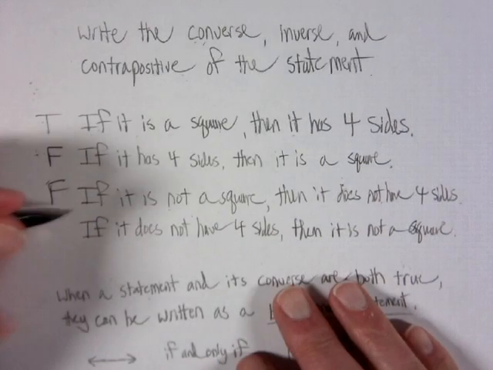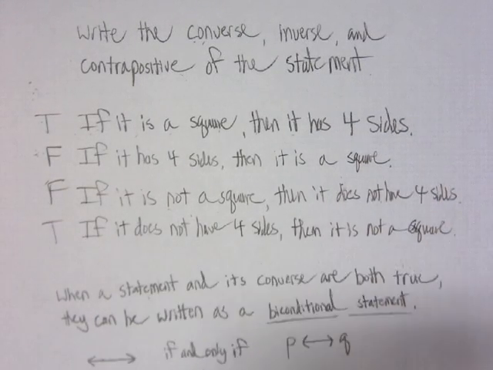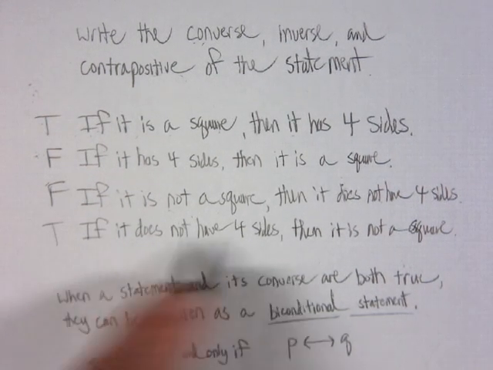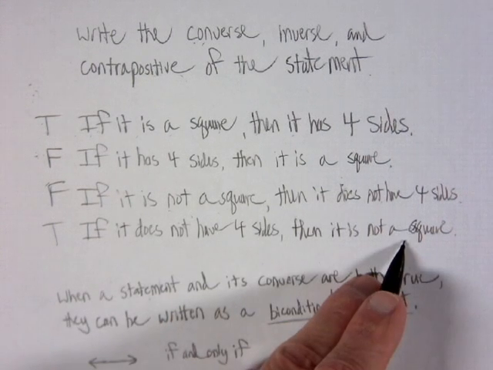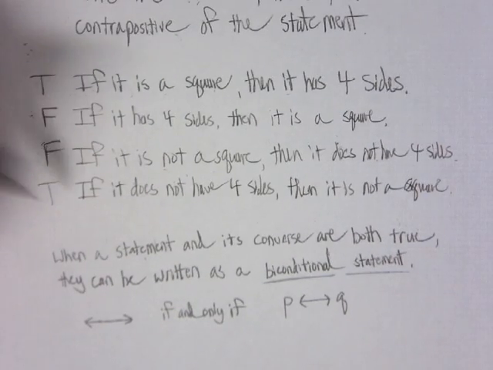And I already know that's true because the contrapositive and the original statement have to match. And if you think about it, if it doesn't have 4 sides, then it definitely cannot be a square. All right? So the key thing to get from this lesson is how to form converse, inverse, and contrapositive and to determine whether those things are true or false.